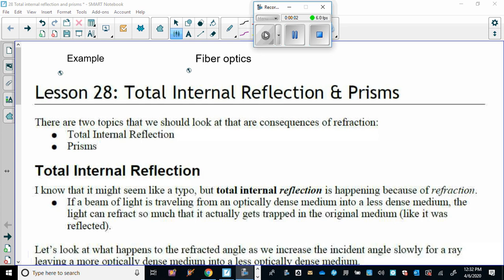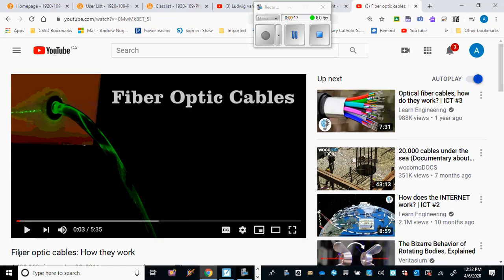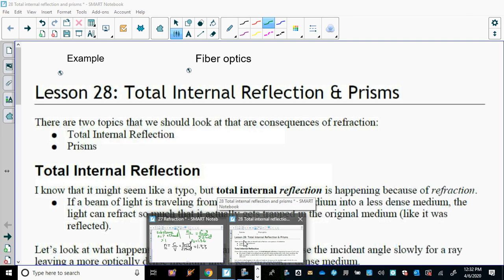Lesson 28 is another two-parter, total internal reflection and prisms. To get a good appreciation of total internal reflection, I'd like you to pause this video and go to YouTube and watch this video, fiber optic cables, how they work. It's a really good video. It's a little technical in the middle, but great description of total internal reflection and why it is important in modern society. Lots of engineering applications for fiber optic cables. So pause the video.